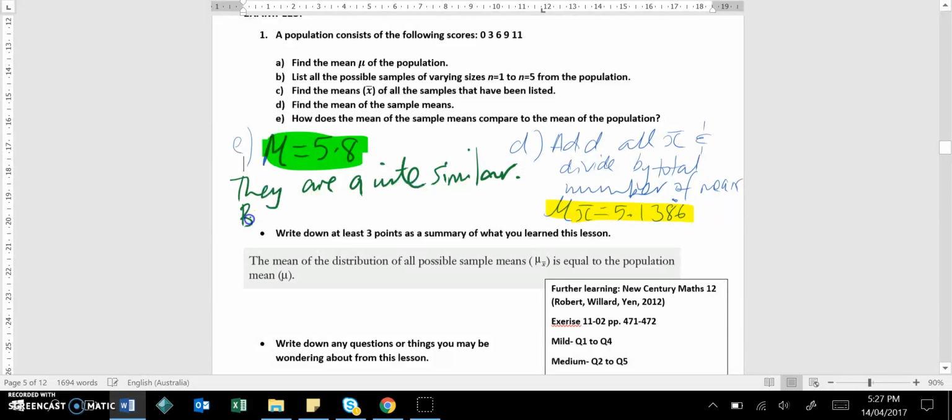But the mean of the sample means is slightly lower. And in this case, it's about 0.7 lower. Okay? Fantastic. So that's kind of what you need to do in this section when we're comparing samples and populations. You need to know the difference on how to work out mean of population, mean of a sample, mean of all the sample means, and how each of them compare.